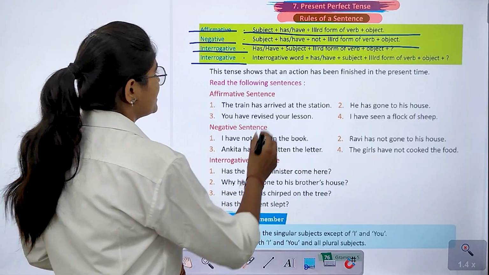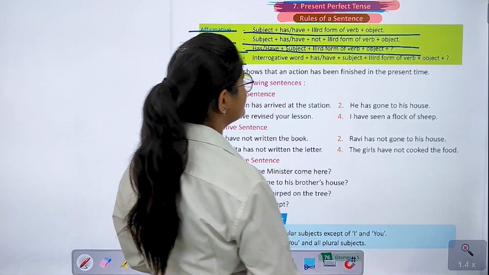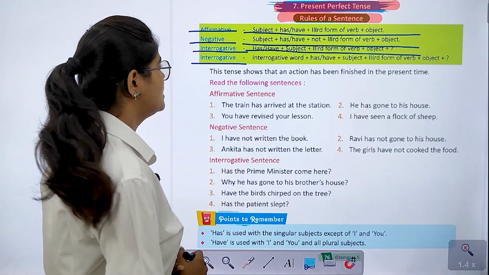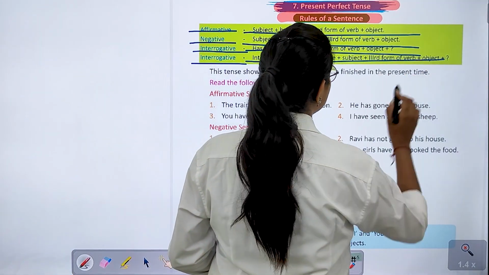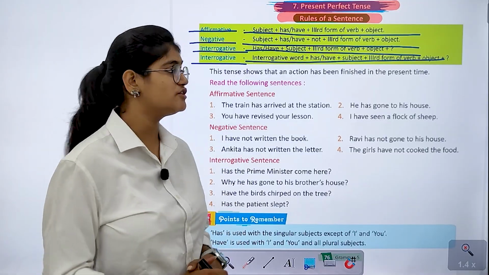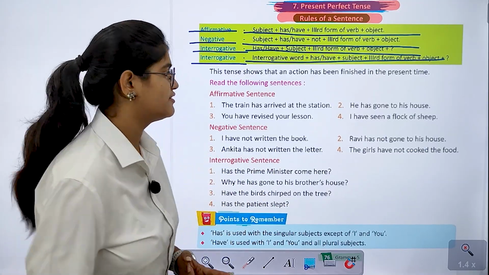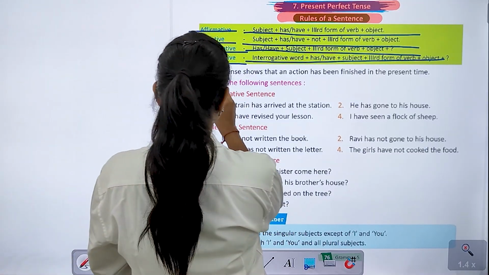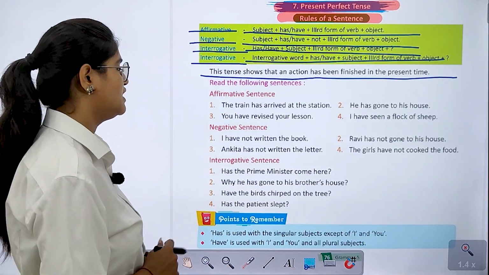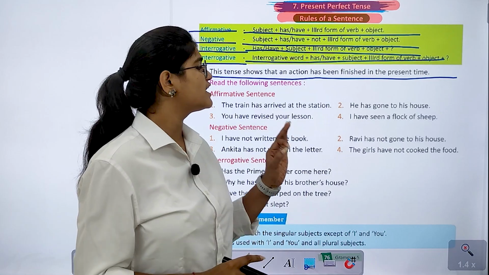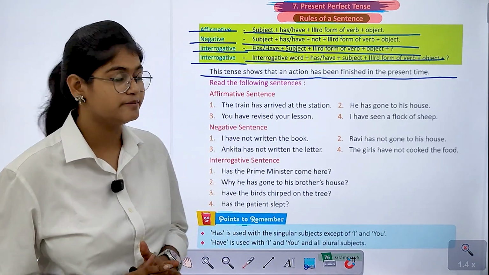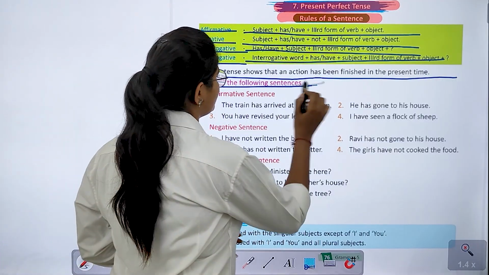object. Next is: has or have plus subject plus the third form of the verb plus object. Next is: interrogative word plus has or have plus subject plus third form of the verb plus the objects, right? Next is this tense shows that an action has been finished in the present time. तो ये टेंस हमें दिखाता है कि कोई भी काम जो है वो प्रेजेंट टाइम में खत्म हो चुका है, राइट?